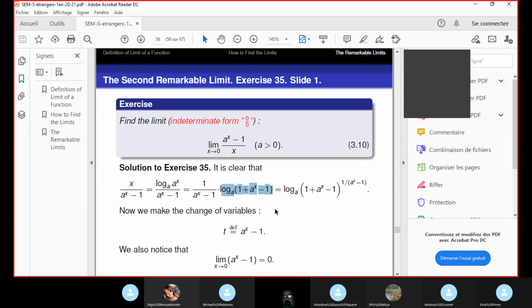So now, I hope you know the properties of this logarithmic function, so it will be log of this bracket to the power 1 over (a to the power x minus 1). So here we have a term which will be the power of the argument of my logarithmic function. Agree? Yes, agree. Mikhail, is it clear? Valentina, clear?